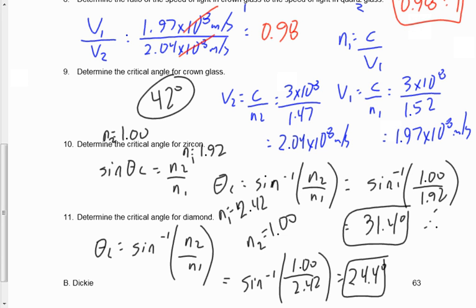So 42 degrees for glass. You'll get some reflection taking place within glass. But zircon, you'll get a lot more because you don't have to have as big of an angle to exceed the critical angle. Anything above 31 will cause total internal reflection. Diamond, even more, because any angle above 24 is going to cause reflection to take place. Right?